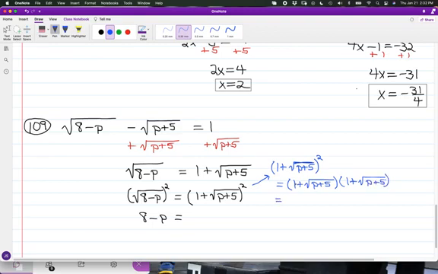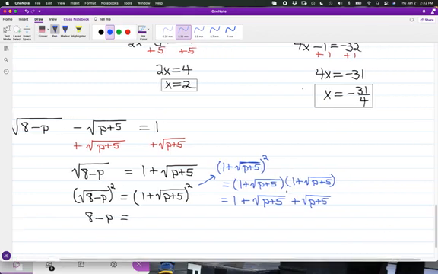Okay, so if I FOIL out, the first product we have is the outside product: 1 times the square root of p plus 5. The inside product is the square root of p plus 5 times 1, so you have another square root of p plus 5. And with the last set, we have the square root of p plus 5 times itself.